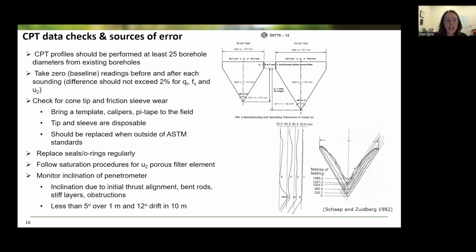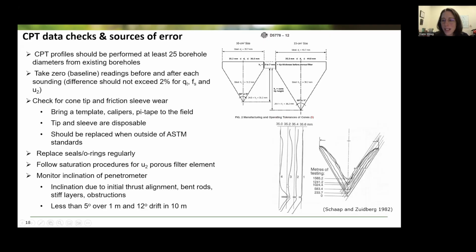With the cone, you want to take baseline or zero readings both before and after the cone is pushed through the ground to see that the differences between the before and after for cone tip, sleeve friction, and pore water pressure are less than 2%. The cone, after it's been pushed for hundreds and hundreds of meters through the ground, through clays, silt, sands, it starts to wear down. And the cone sleeve and the cone tip themselves are disposable and should be replaced.